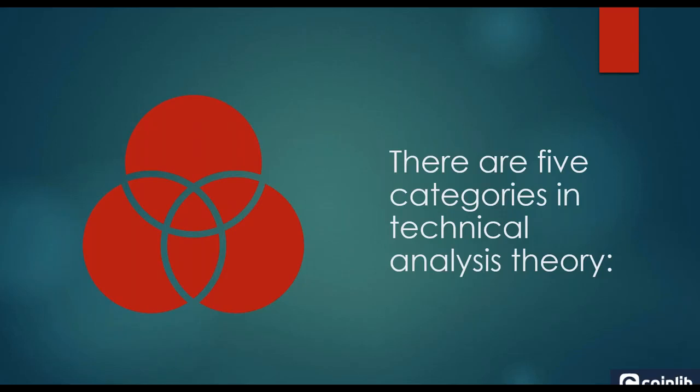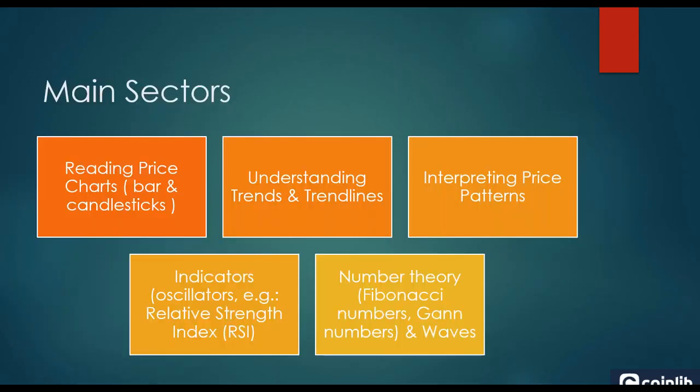Now, there are 5 categories in technical analysis because lots of people think everything in technical analysis does involve indicators, MACD, RSI, stochastics, with all these complicated mathematical formulas. That's only one part of it. The main sector starts out with being able to read a chart, looking at a chart and seeing what price is doing. Then we come to understanding trends and trend lines.